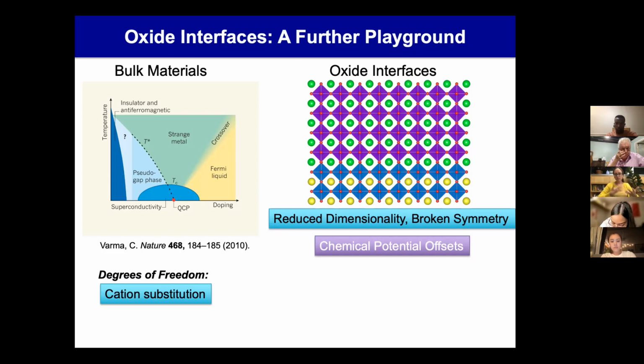We can think about chemical potential offsets. So, thinking about two materials with very different chemical potentials and using that interface as a way to move electrons from one material to another. We can think about epitaxial strain.